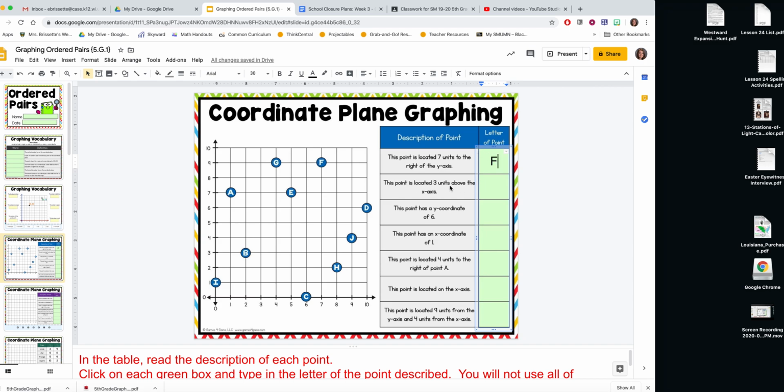This point is located 3 units above the x-axis. So starting at my x-axis, I'm going to go 1, 2, 3 units up. Are there any letter points on this line? Yes, B.